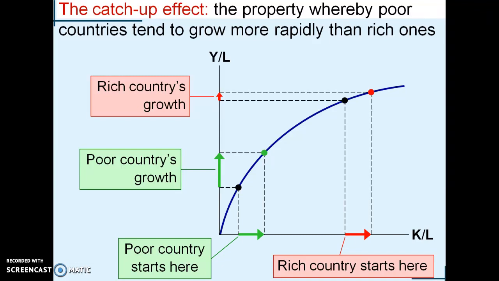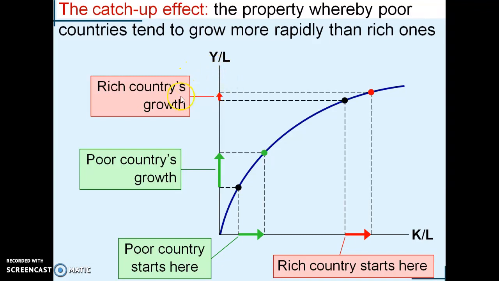Another analogy would be you go from no car to your first car. You have a huge productivity gain. That's like the poor country. The wealthy country, you go from three cars to a fourth car. Well, you're going to gain maybe some in productivity, but you're not going to gain as much as that poor individual or poor country would gain.